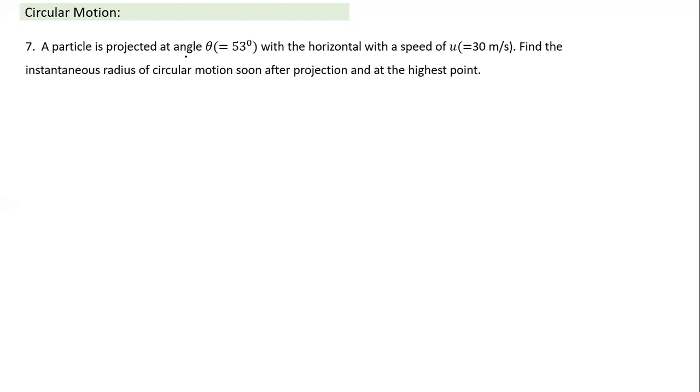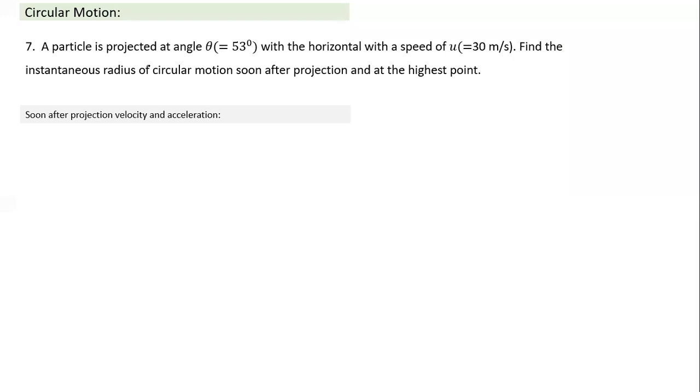Here a particle is projected. This is a typical example of a projectile. A projectile is a curvilinear motion in the form of a parabola, but at each instant of motion it will have a radius of circular motion. It will also have a center. So let's understand how we calculate the instantaneous radius of the equivalent circular motion.